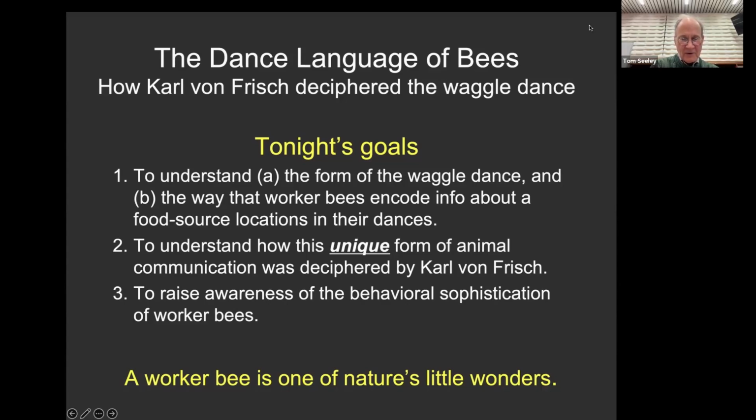And then thirdly, I want to raise awareness of the behavioral sophistication of worker bees. A worker bee is one of nature's little wonders. It is probably, and I'll explain that, it is without doubt the most intelligent of all of the insects, the worker honeybee. Okay.